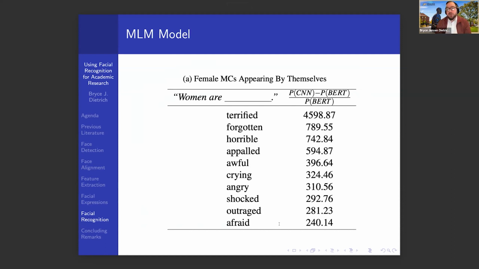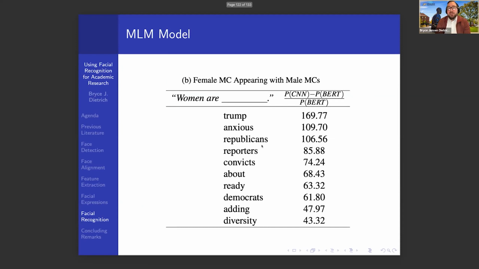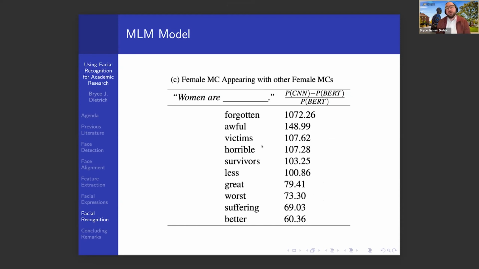And when women were appearing by themselves, they used words like terrified, forgotten, horrible to describe women. When they appeared with men, they used Trump, anxious, Republicans, reporters. And then when they appeared with other female members of Congress, they used forgotten, awful, victims, horrible, which goes back to the similar types of language.